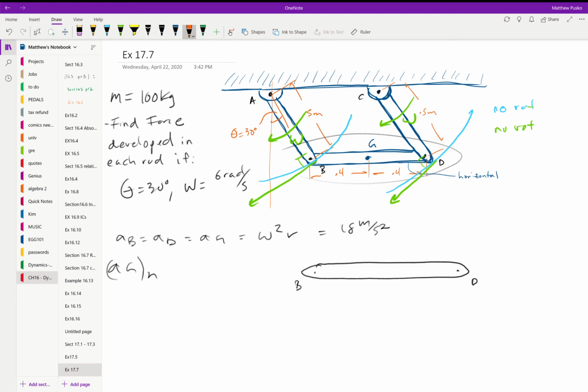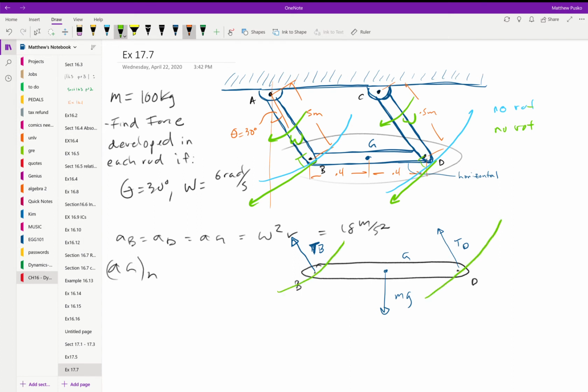So we're looking at normal and tangential components here. If I want to draw a free body diagram, I would have a force at B, we'll call it a tension, and we would have some tension at D. At the center of gravity, we're going to have mg pointed down, and these are going to be on circular paths. It helps me to draw those out.